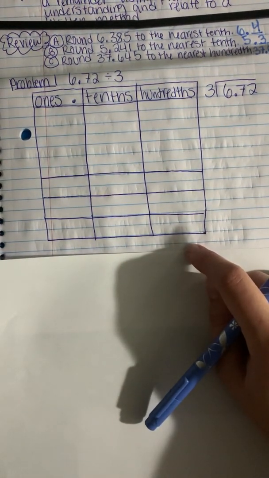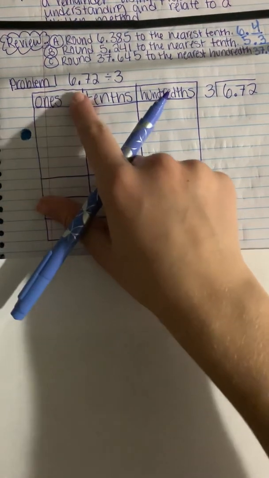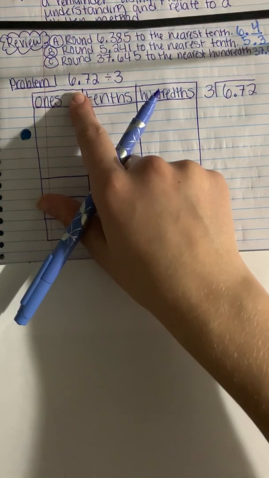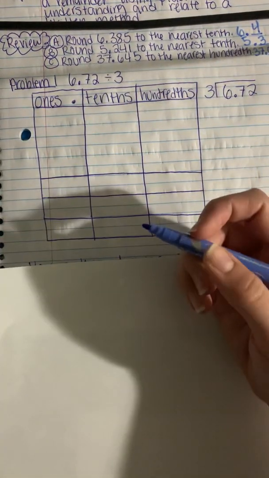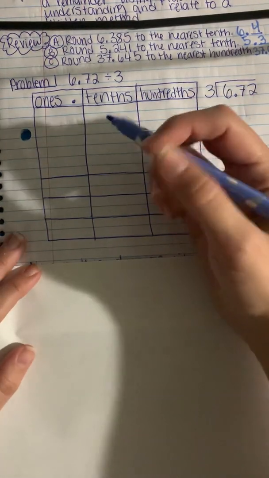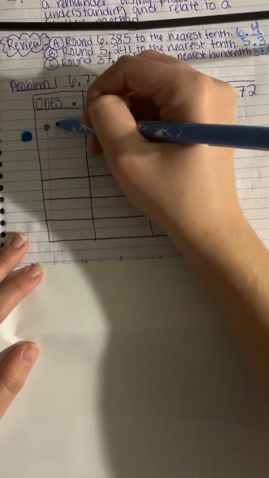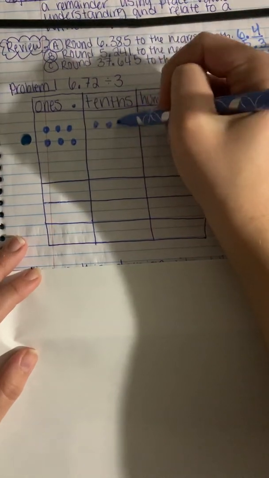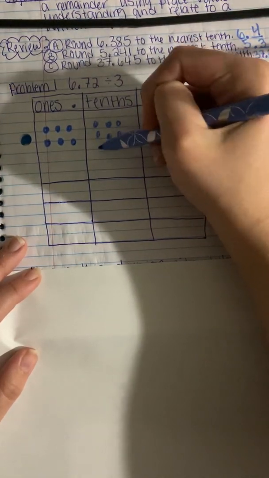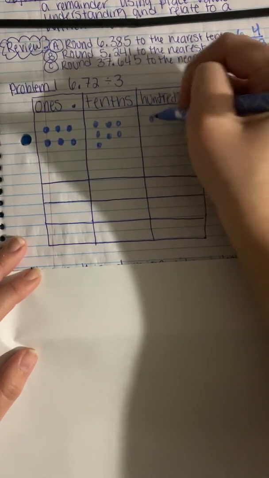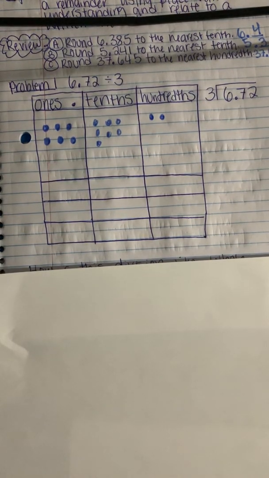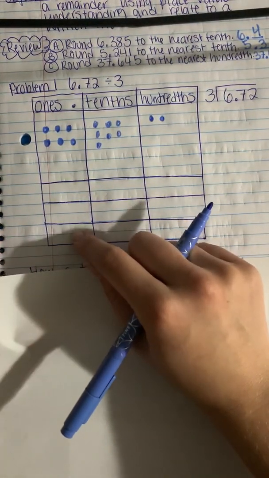All right, so let's begin with our largest units. We are going to share these 6 ones equally with our 3 groups. How many ones are in each group? All right, well, let's figure this out. We have 6 ones, 2, 3, 4, 5, 6. We have 7 tenths, 1, 2, 3, 4, 5, 6, 7, and we have 2 hundredths, 1, 2. And we are going to share our 6 ones equally with our 3 groups down below.